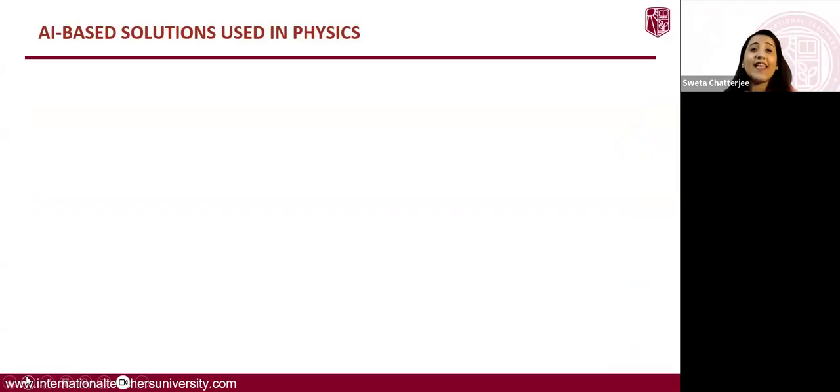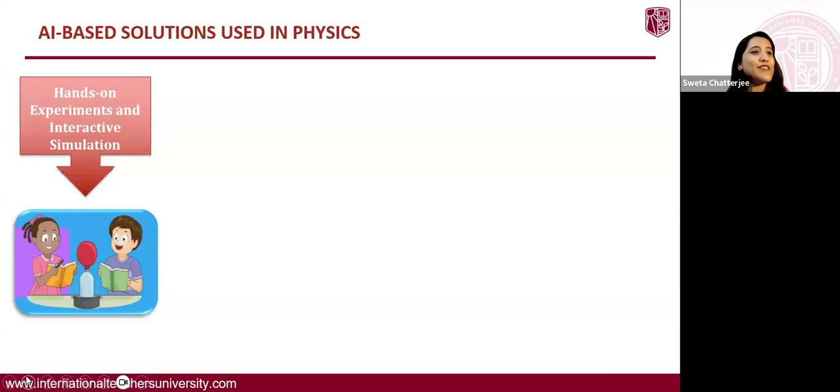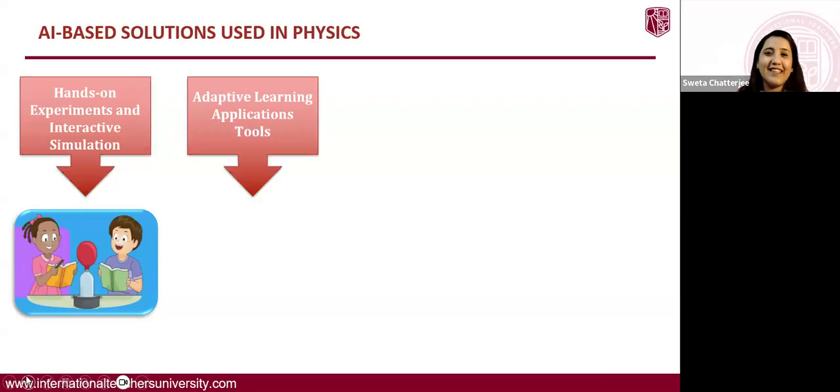Okay, so let us see how AI-based solutions are used in physics. If traditional methods present challenges, let's see how AI responds. Hands-on experiments and interactive simulations: students can manipulate the variables, test the hypothesis, and observe the results instantly. We will go through them one by one. Concepts like friction and wave interference become visible and dynamic rather than abstract.